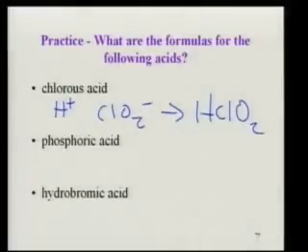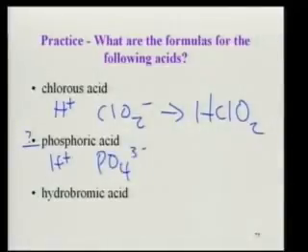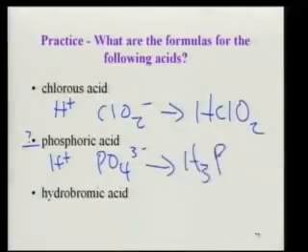Phosphoric acid. Now we've got no hydro in the front, right? So I still have a hydrogen there, but that just means it's not binary. That means I've got a polyatomic ion group. Phosphoric means it came from what polyatomic ion? Phosphate. Okay, so give me the formula. Good.